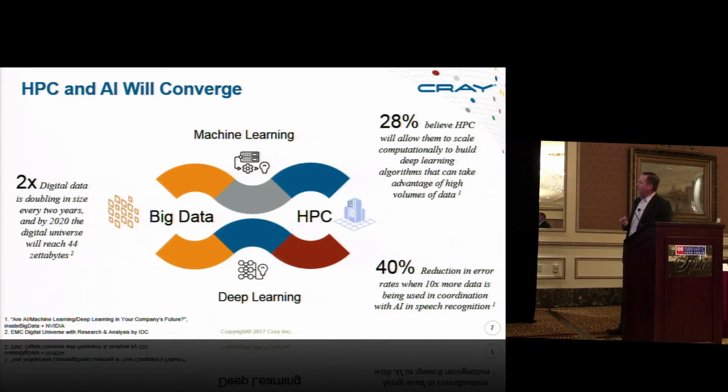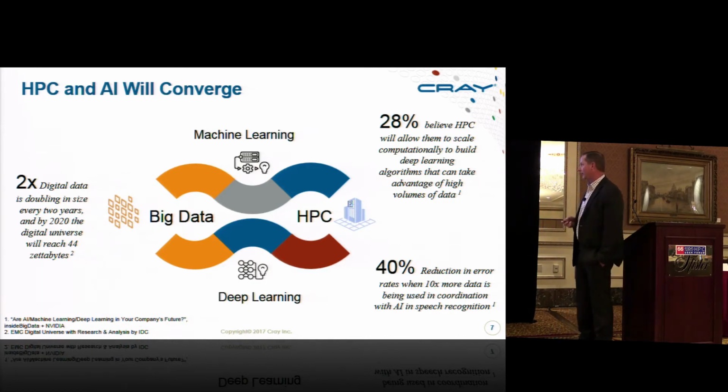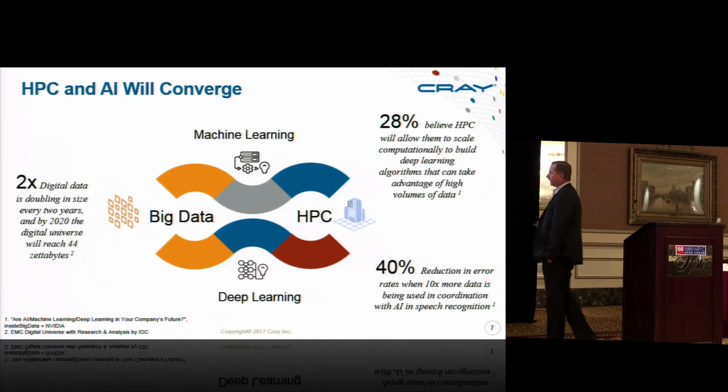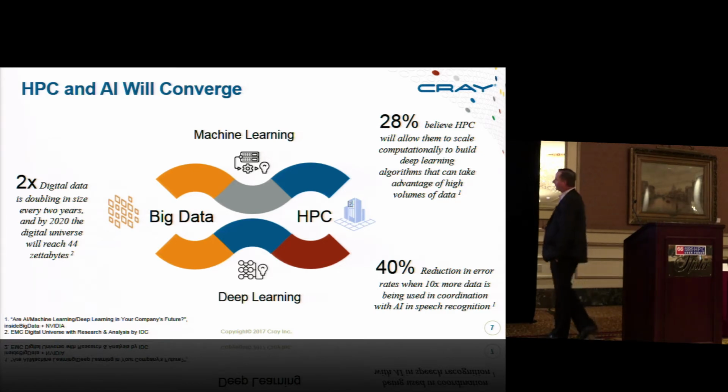Okay, HPC and AI will converge. We've heard a lot of the big luminaries in the industry talk about this. Andrew Ng talks about using HPC technologies and leveraging them for deep learning. We know that digital data is doubling in size every 2 years. Estimates are that by 2020 it is going to reach 44 zettabytes.